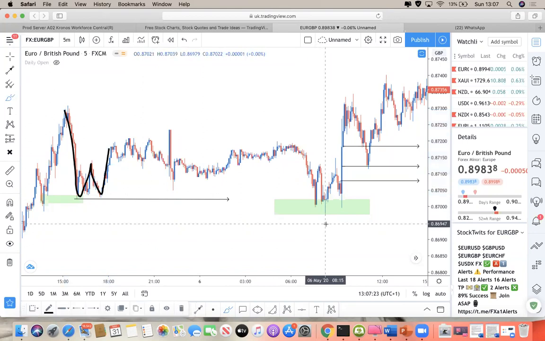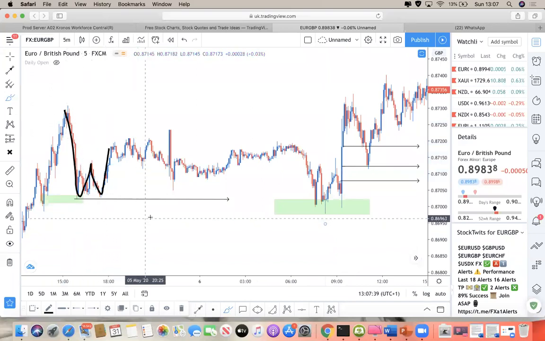8 o'clock in the morning. Somebody in the chat box, do you know the significance of 8 o'clock? London market open. London market open. And look, this was all a preparation for the setup for a London market.